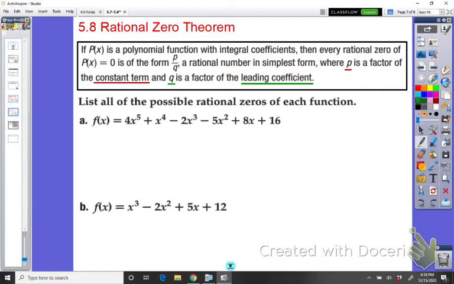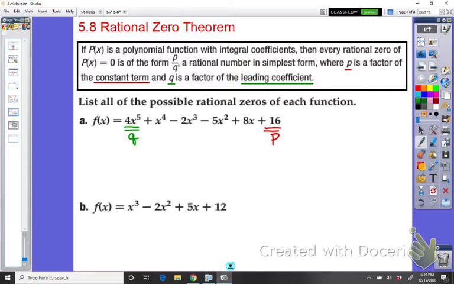So I'll kind of color code this. P is a factor of the constant term. Well, if we look at this first polynomial, the constant is the number without a variable next to it. So this is P. The leading coefficient is in the front when it's in standard form. Highest exponent's in the front. Leading coefficient is a 4. So this is the Q value.